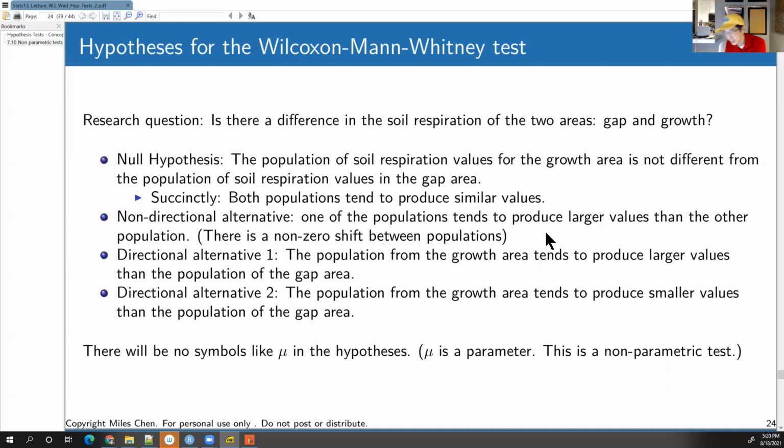The researchers were curious, is there a difference in the soil respiration if we go to an area of the forest where lots and lots of things are growing? That's the growth area. And then they also went to an area of the forest where there was a clearing, not a whole lot of things were growing. They were just curious, is there a difference in the soil respiration? So the null hypothesis is that the population of soil respiration values for the growth area is not different from the population of soil respiration values in the gap area. Or more succinctly, both populations tend to produce similar values.